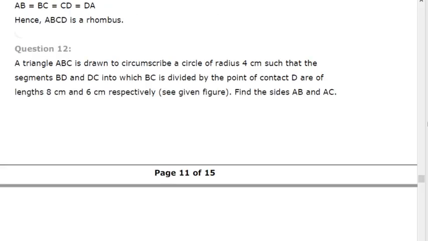A triangle ABC is drawn to circumscribe a circle of radius 4 centimeters such that BD and DC, into which BC is divided by the point of contact D, are of length 8 cm and 6 cm. Sorry, BD is 8 cm, DC is 6 cm respectively. Find the sides AB and AC.